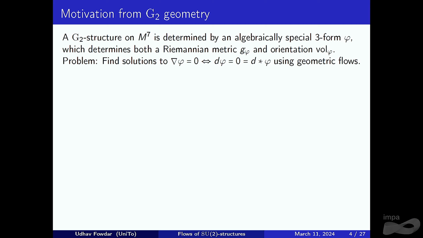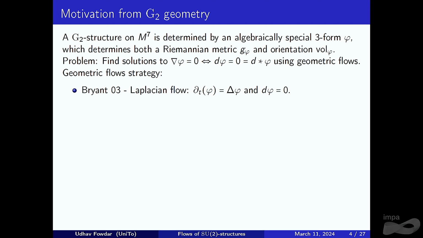And so once you have the metric, you have the Levi-Civita connection, and you can ask when phi is covariantly constant. And it turns out it is covariantly constant precisely when it is both closed and co-closed. Especially you need generic, right? Yes. Well, in this case, yes. But that's just because its orbit is open.